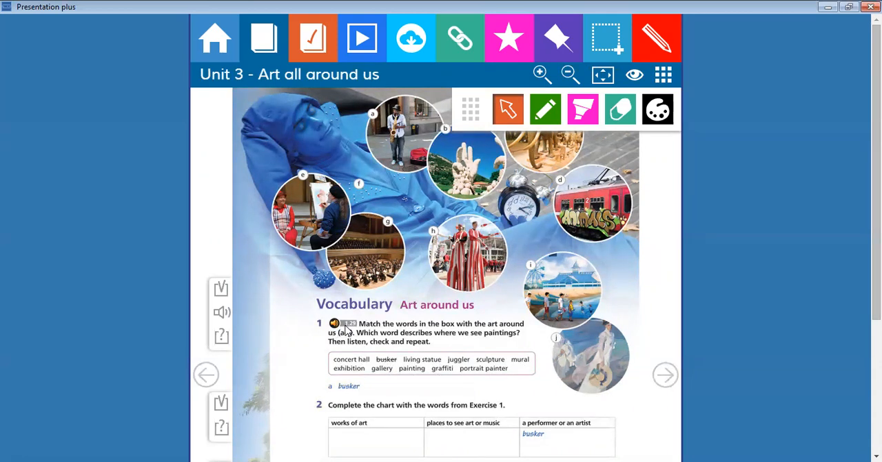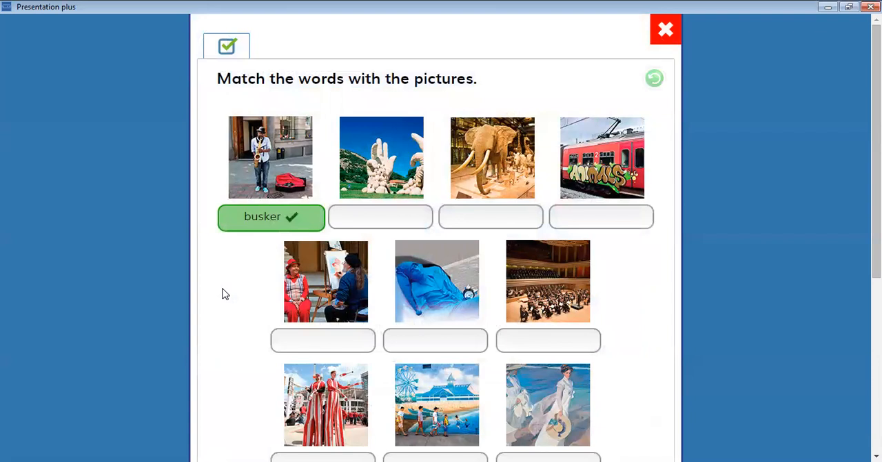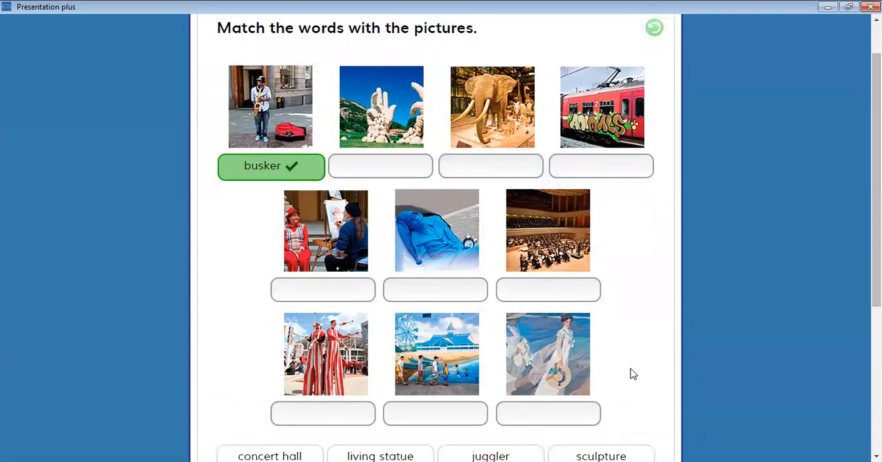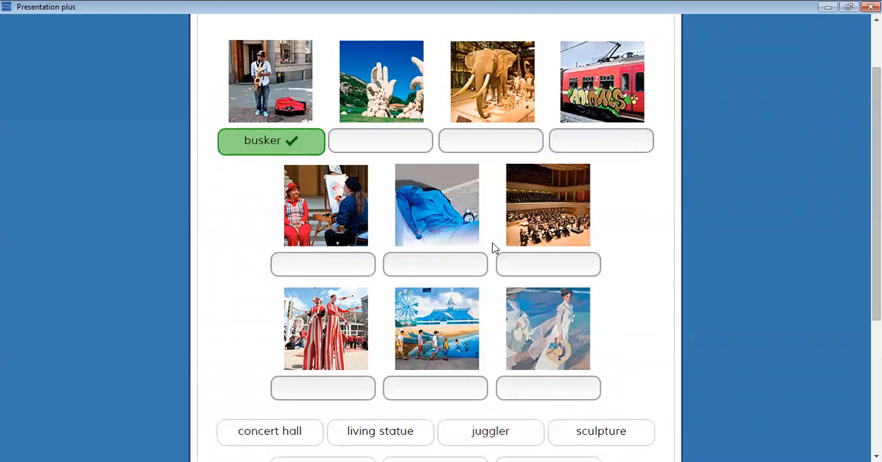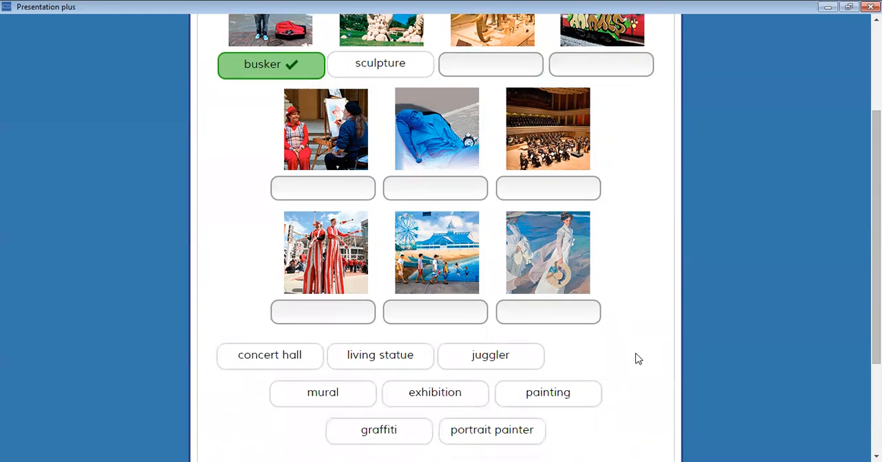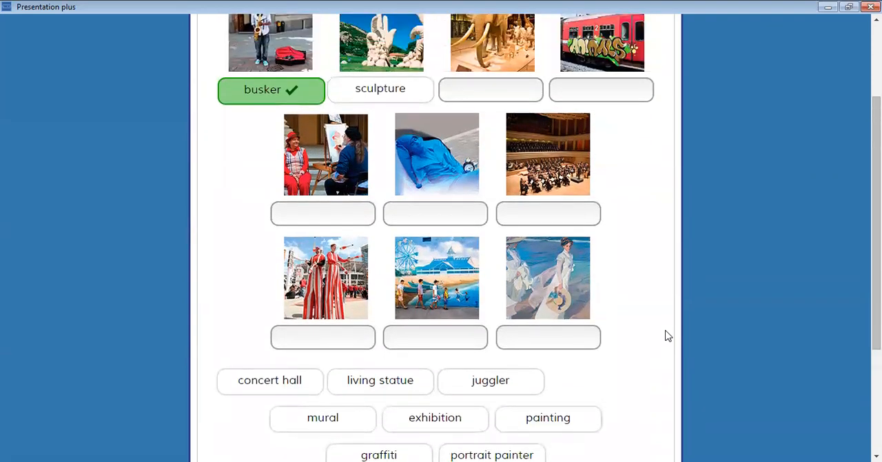Now, listen please, you have 10 minutes to do these exercises, to match the pictures with these words, and after this you have to color it here. Okay, now look at this. Here you have all the pictures and you have to complete, to match. Okay, what are these? These are sculpture, I think so. Sculpture. Okay, another one. Here you have a living statue. You have to complete this. Okay?